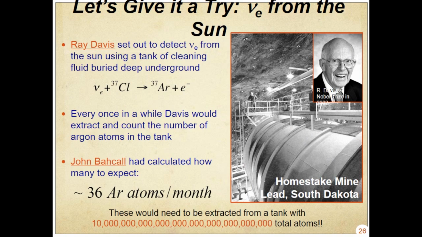Right? And what he would do is they calculated that about every month or so, a few dozen of these interactions should occur and create argon atoms inside this giant Olympic swimming pool-sized tank of chlorine. And his job was to go in and extract the 30 or so argon atoms out of this many chlorine atoms and count them. 28 this month, or whatever. So he did that for 30 years.